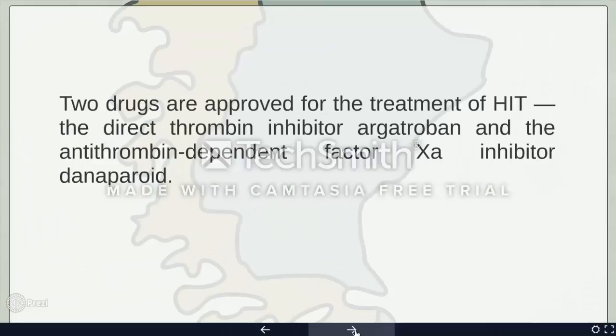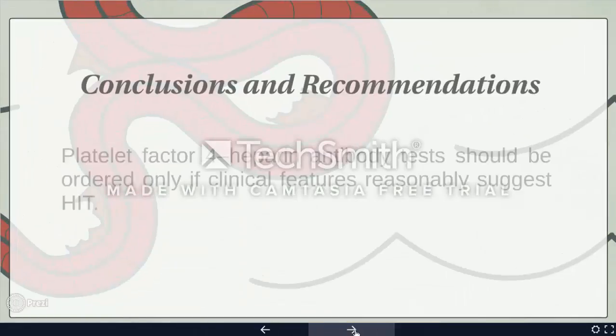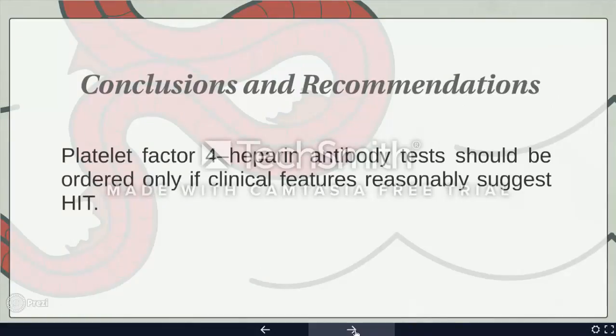Two drugs are approved for the treatment of HIT: the direct thrombin inhibitor argatroban and the antithrombin-dependent factor Xa inhibitor danaparoid. Conclusion and recommendation: the platelet factor IV heparin antibody test should be ordered only if clinical features reasonably suggest HIT.